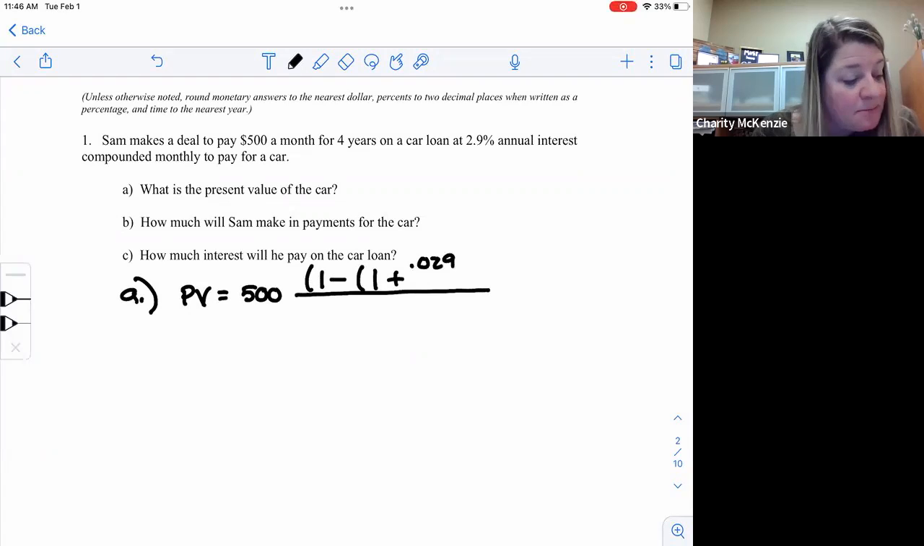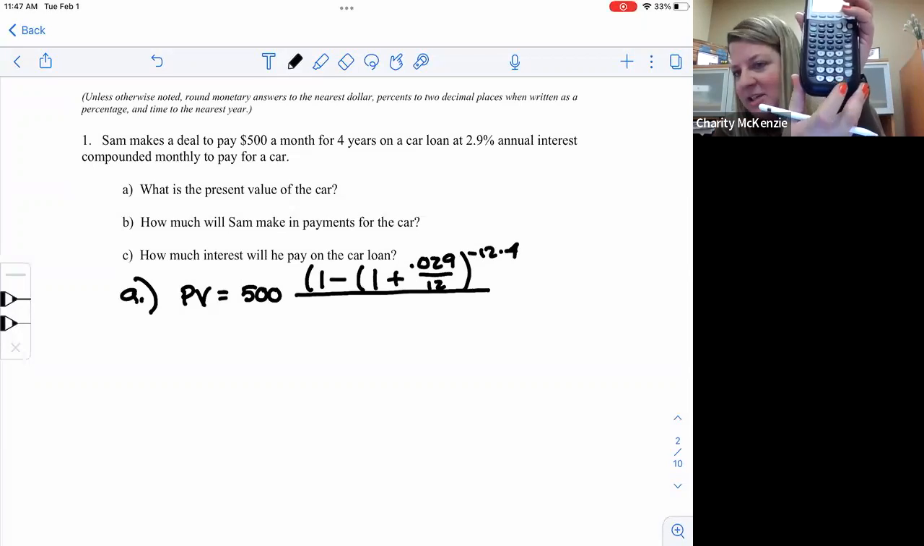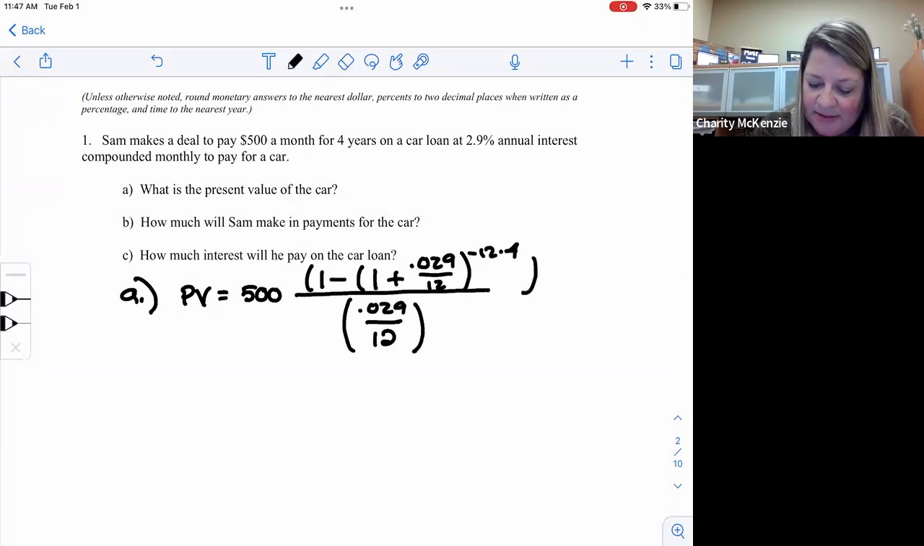0.029, and this is monthly, so we're going to divide by 12 to the power of a negative 12 times 4. If you're using a TI calculator, make sure you're using that negative next to the enter here in that exponent. Okay. And then we're dividing it by the R over N, so that's our 0.029 divided by 12. And again, you're going to want a parenthesis here, and then there is a parenthesis here that kind of ends. So there we go. So you can type it in just like you see, just like I see it.